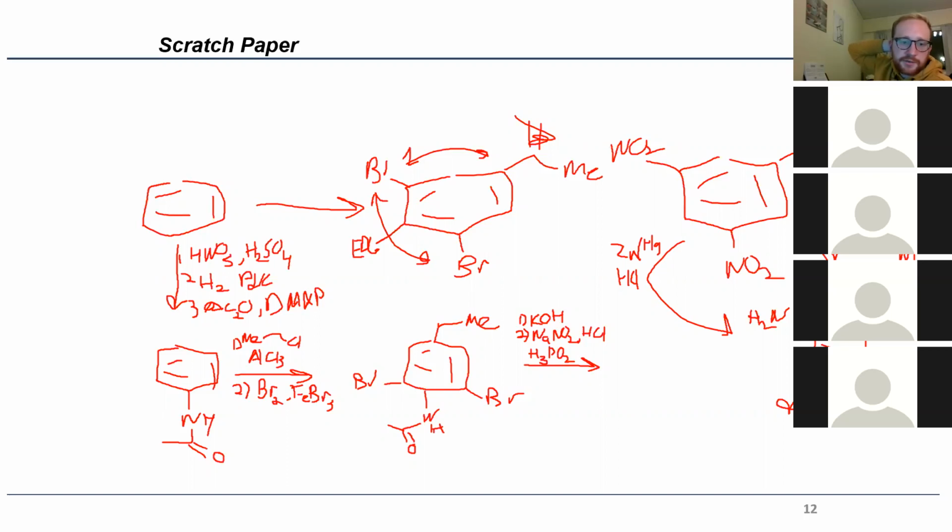Someone asked, how does the hydrolyzing step with the base work to get rid of the amide? The hydroxide acts as a nucleophile to attack the amide, and then you kick out the amine as a leaving group. It's not a great leaving group, but you can push these conditions with hydroxide and heat.